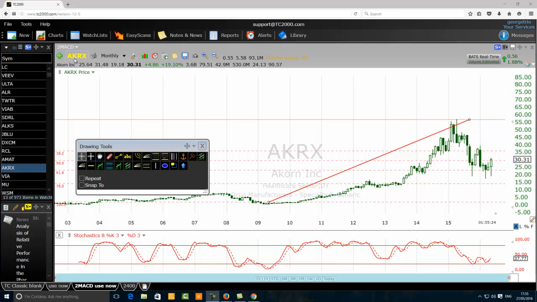ticker AKRX, Alpha Kilo Romeo X-Ray. And we can see that from 2009, using 2009 as our reference point, this stock began a bullish trend. By the way, this stock is a Russell 1000 component.